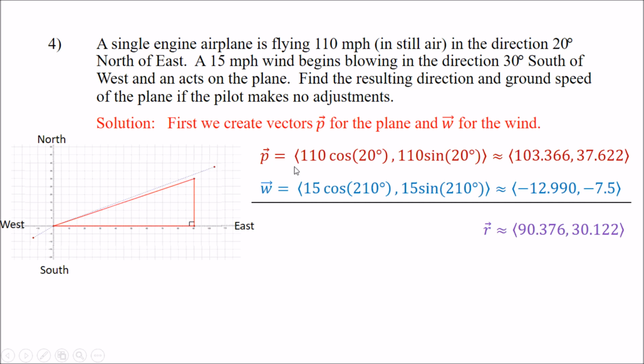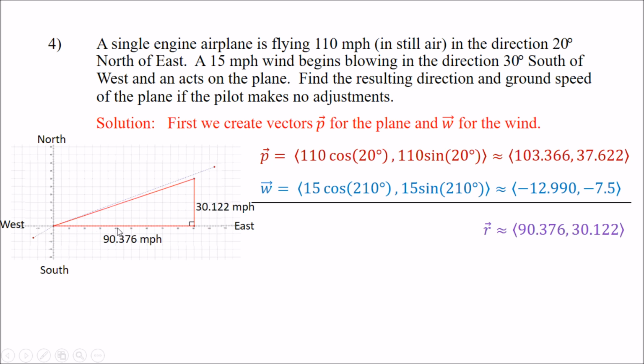Now a tailwind would actually have increased the plane's vector as I go from what it would be doing in still air to its resultant. But since this is a headwind, you can see the original vector still drawn here, but now the resultant is the hypotenuse of this red triangle. You'll notice it's not as great a magnitude. It doesn't go as far to the east and it doesn't go as far north because he's now fighting the wind.